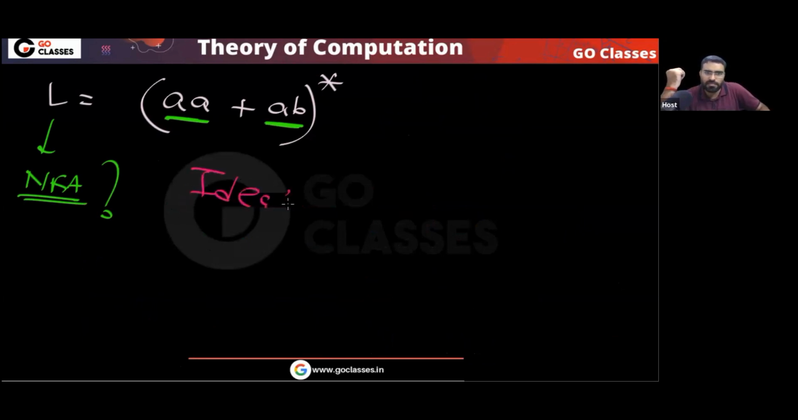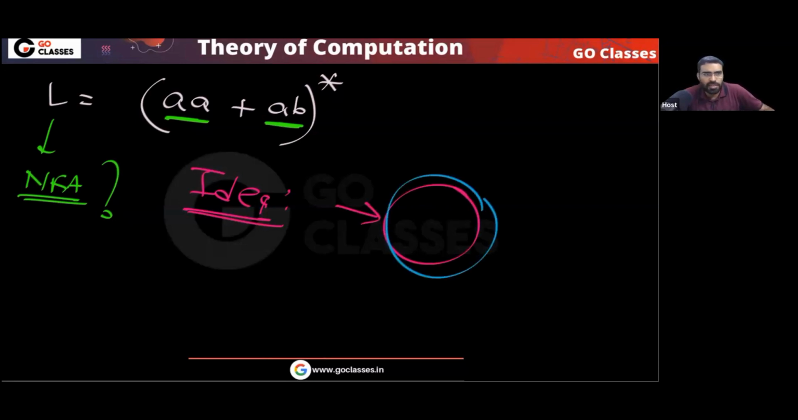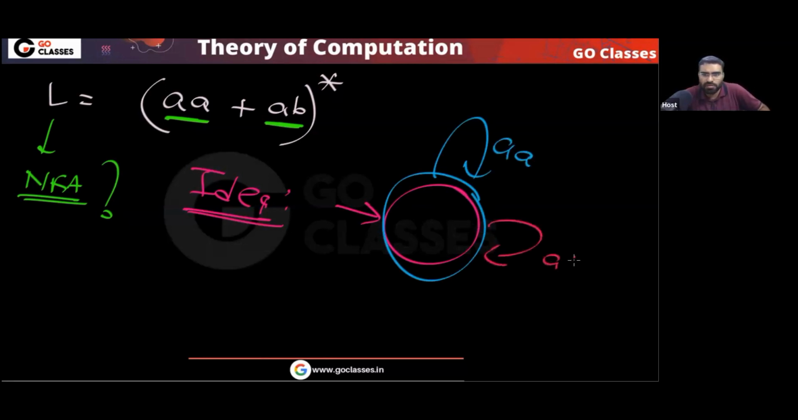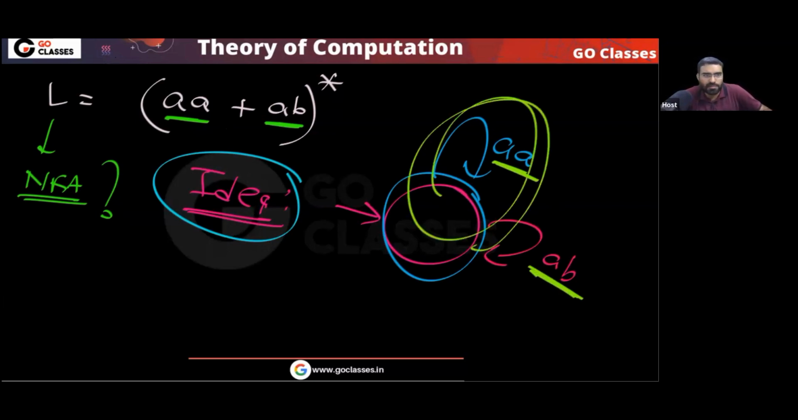Let's check the idea. Can you notice? The idea is this, that basically you are having a loop. Agree with me that either this loop can come or this loop can come. Is this idea clear to everyone? This is just an idea, this is not an NFA. The idea is that you have two loops, one is this loop, another is this loop. You can repeat them any number of times, in any order.